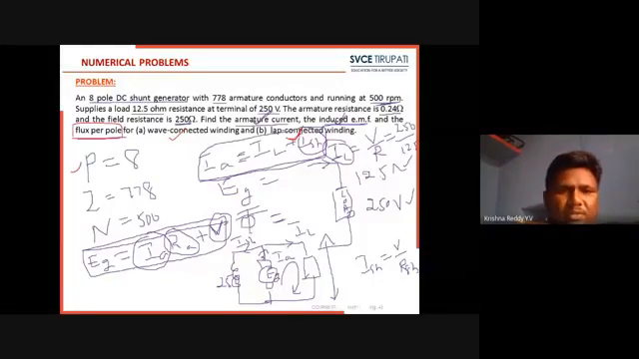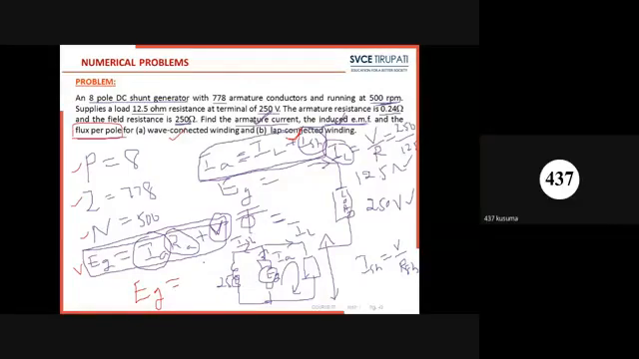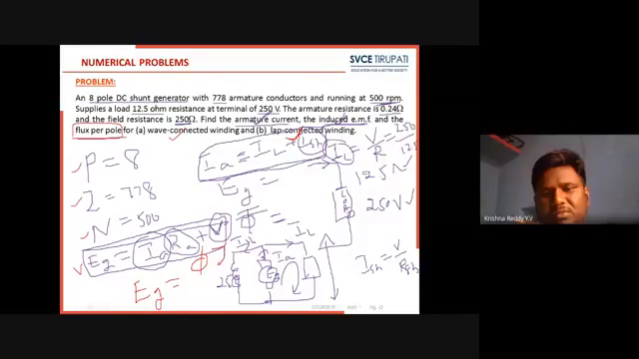Given the number of poles, conductors and speed, here we are calculating the induced EMF. Now, what is the induced EMF equation of this generator? EMF equation: EC is equal to phi Z N by 60 into P by A.